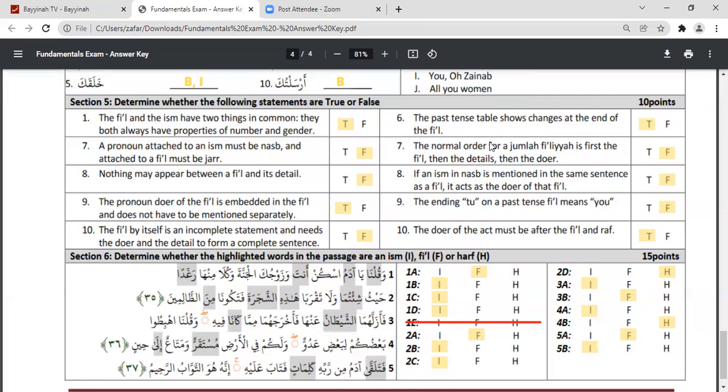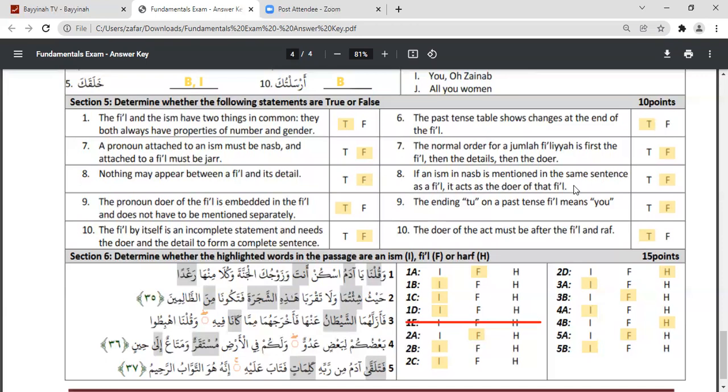So, even if you have not attempted this question or you have got it wrong, it's okay. We will discuss it afterwards, inshallah, whenever the time comes. If an ism in nasab is mentioned in the same sentence as a fa'il, it acts as the doer of the fa'il.